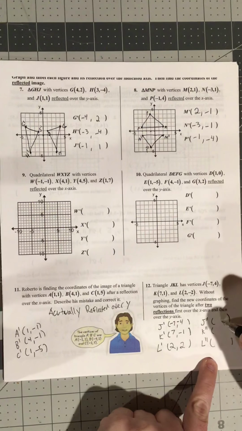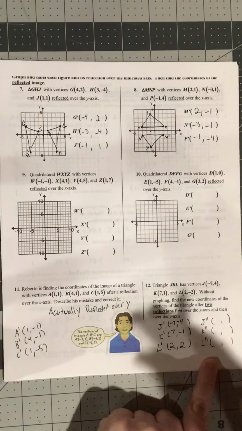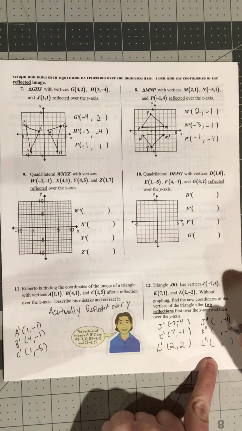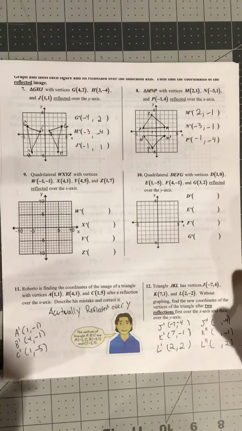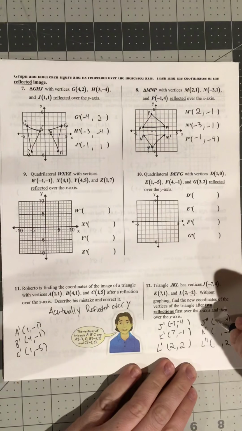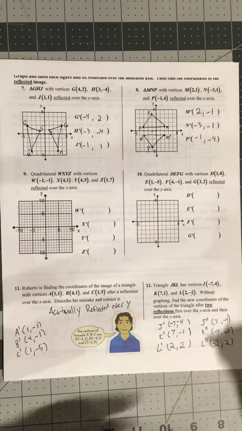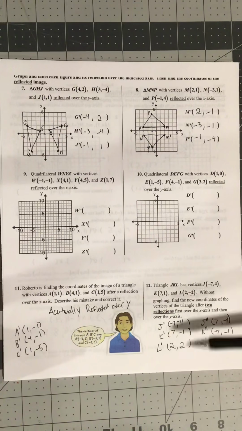But now they want us to reflect this guy that we just got over the y-axis. When we're reflecting over the y-axis, the y's stay the same. So -4, -1, and 2, but the x's switch. So this is 7, -7, and -2. We have just reflected this twice.